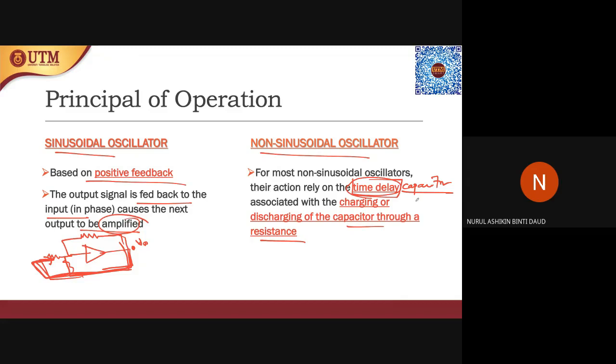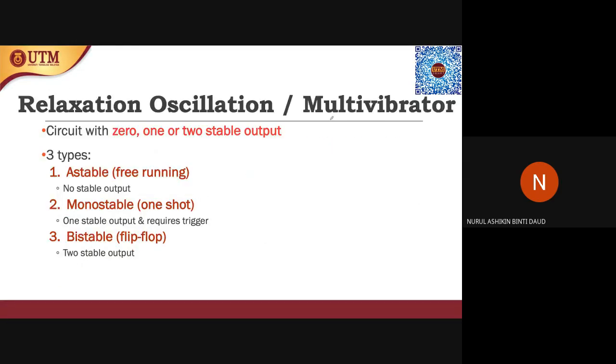Okay, the capacitor needs a long time to charge and discharge, so it will slow the system cycle. Okay, so the multivibrator or relaxation oscillator circuit is a circuit with 0, 1, or 2 stable outputs. For example, there are three types. The astable type requires no stable output.